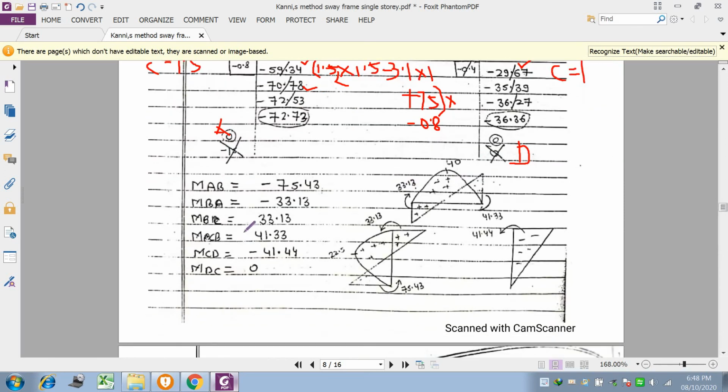And the final and most important cross check is at your joints, that is BA, BC and CB, CD. This is joint B, and this is joint B and C. So the moments obtained at joints B and C must be in equilibrium, that is, the summation must be equal to 0. And after getting this final moment, you can plot the diagram of hogging and sagging.